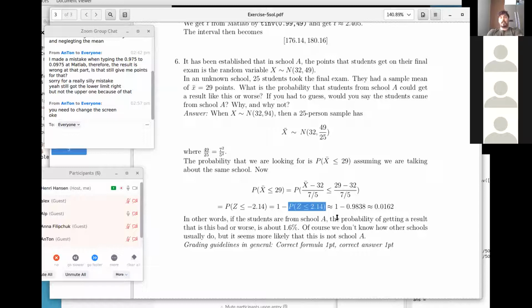What would you then say? Would you conclude that it's likely that it's not from school A? Let's say we choose between A and B. We have two schools. It's either from A or from B. In A, the expected number of points is 32 with 49 variance. In B, the variance is the same 49, but the average number of points is 40. What do you think? Which school would have the higher probability?